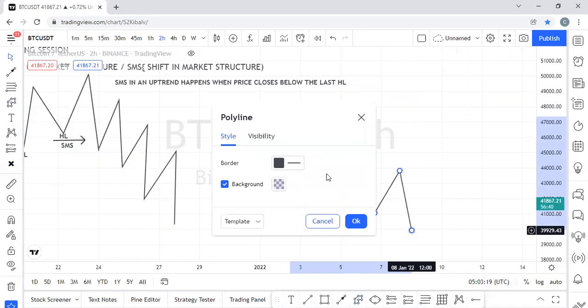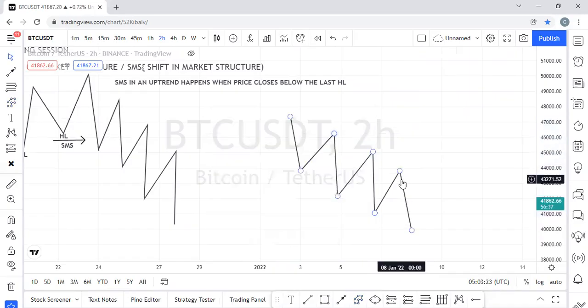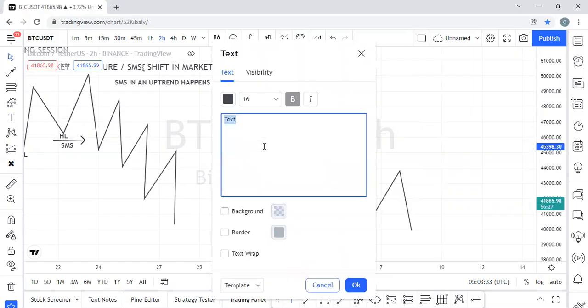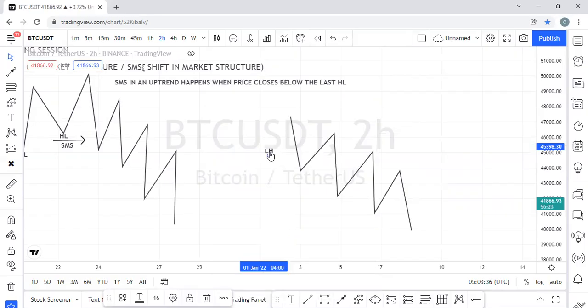All right, so this is it. See the market doing this. Right now, how do you identify the shift of market structure? And then you know the usual thing that you label this. Now you label this lower high. No, I did not label it in the previous video. So this is your lower high.